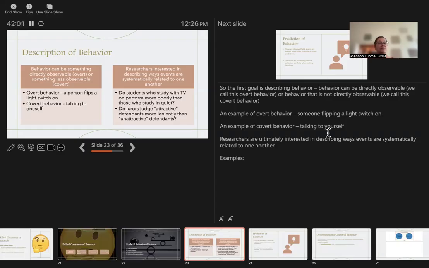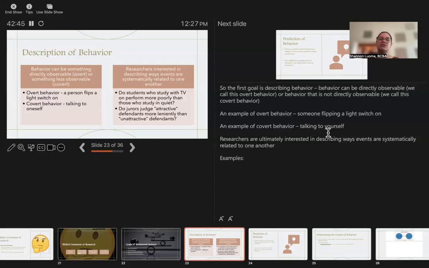Now, we can still measure these things and research these things. We have to find ways to bring the covert to the overt in order to do that. Usually, with things like that, we'll have people talk aloud when they do certain tasks or solve problems, right? We're trying to bring that covert behavior to the overt where we can observe it, but it is still something that can be studied, even though it's covert behavior. And researchers are ultimately interested in describing ways that events are systematically related to one another. That is what we're doing, right? We're saying, is this event related to another event in a systematic way? Is there causation there, right?